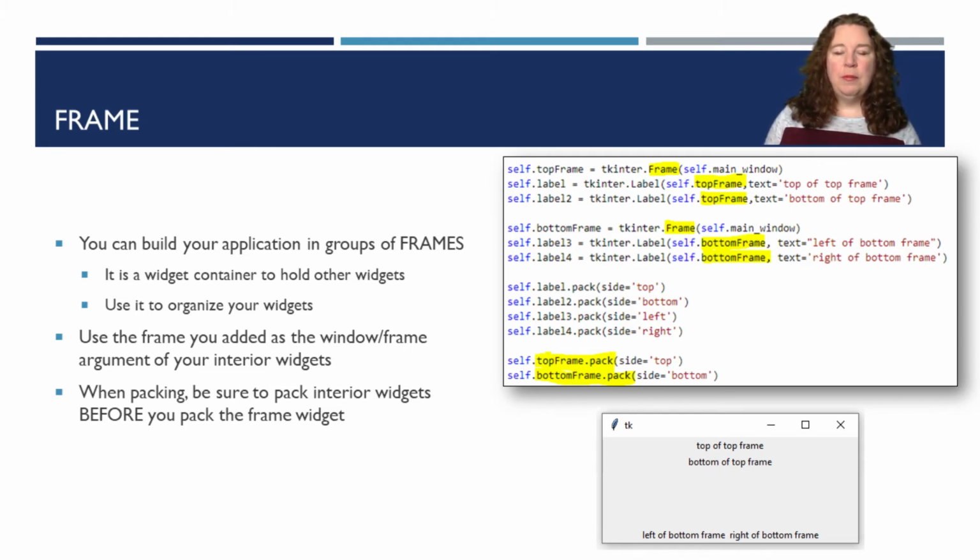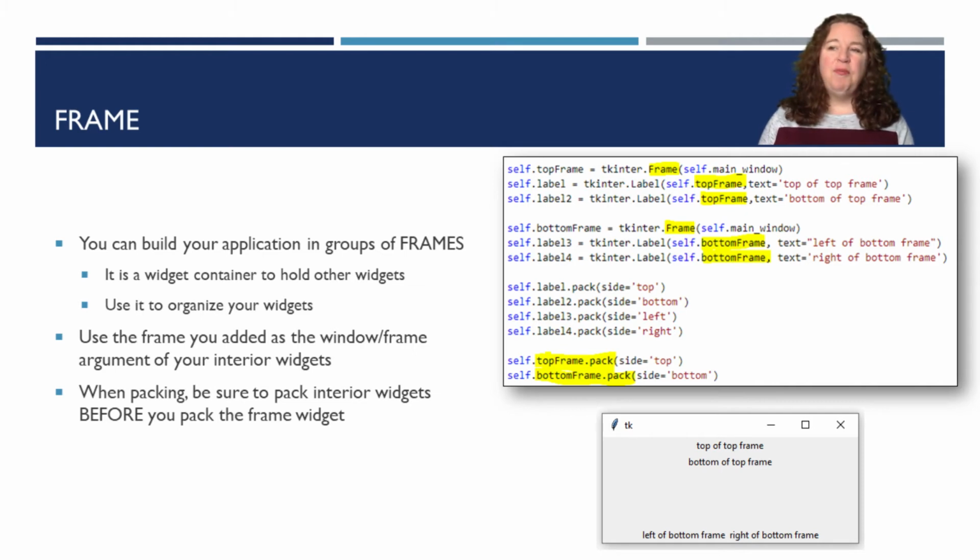So you can't put them at position 25, 75. You're going to put them at the top, the bottom, the left, the right. And inside of those frames will allow you to do that in multiple ways. Okay? Be sure that you pack all of your widgets before you pack your frames. So if the widget is not packed into the frame before you pack the frame, then it won't get there. You have to do your widgets first.